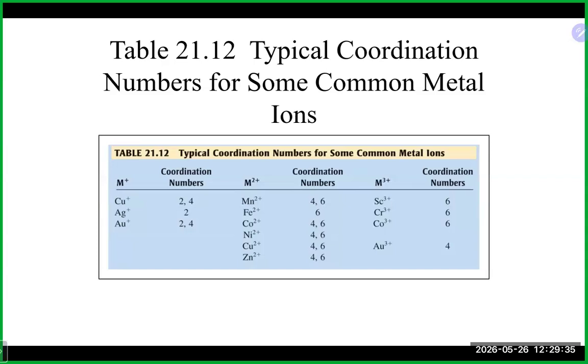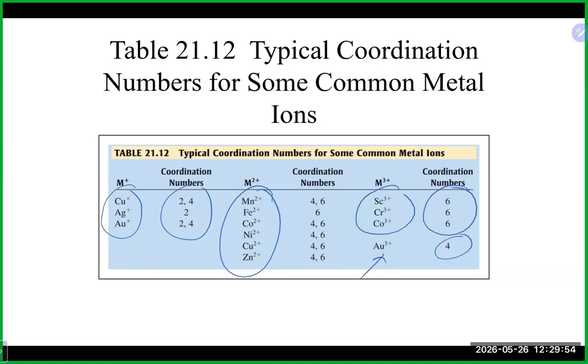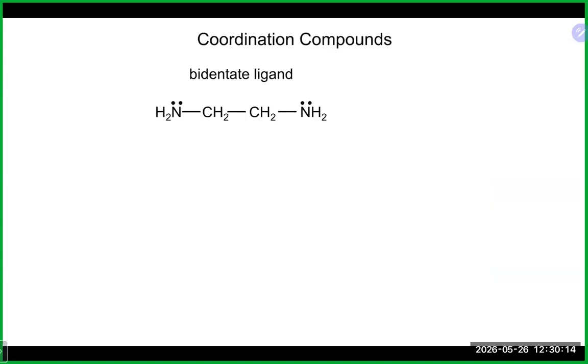Typically, with a +1 charge, common coordination numbers are 2 and 4. In the +2 area, common ones are 4 and 6 ligands. With +3, you can have really 6, except for gold, which has 4 ligands that can attach. So it depends on what the metal is and the ligands coming in, but the general trend is the bigger the positive charge on the metal, the more ligands it can accept and the more electrons coming in.